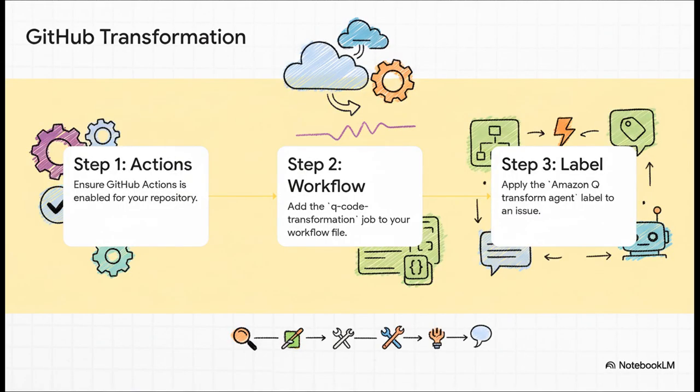Setting up the Java transformation in GitHub is just as simple. You just make sure GitHub Actions is turned on for your repo, you add the job to your workflow file, and then you just slap the Amazon Q transform agent label on an issue. That's it. The agent takes it from there.